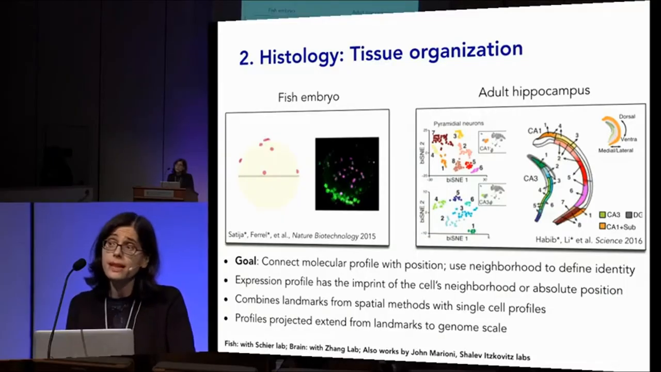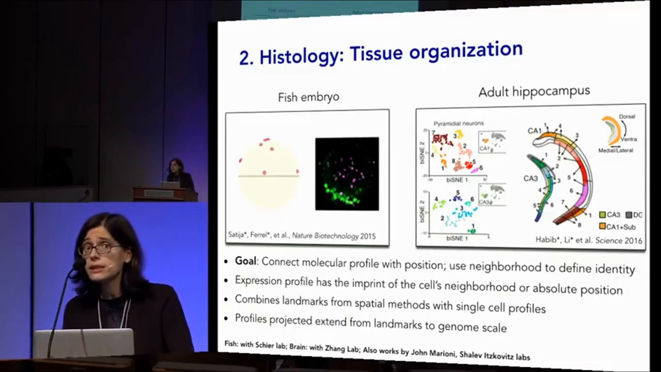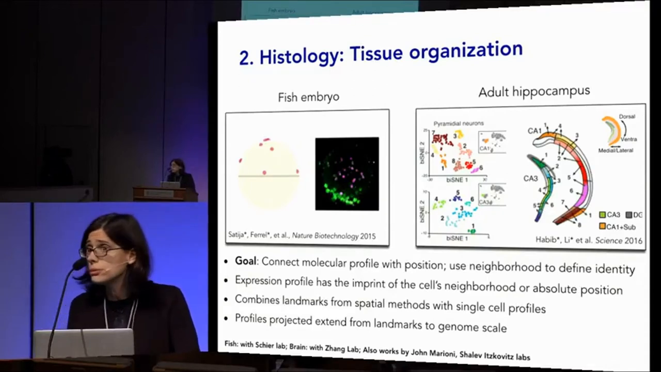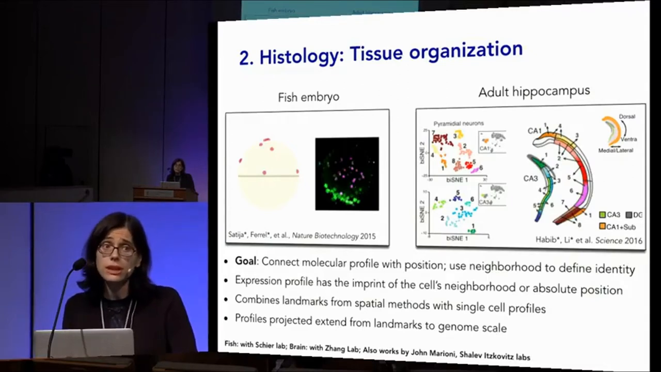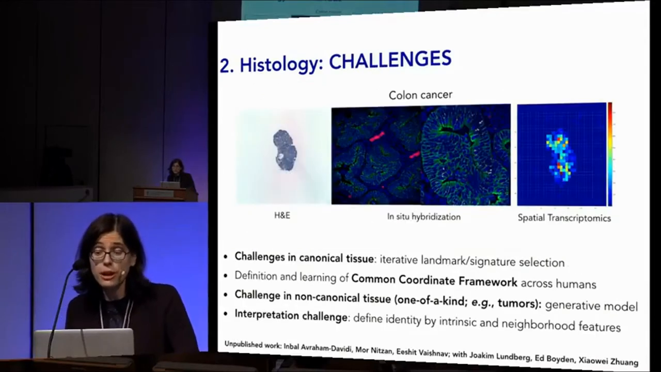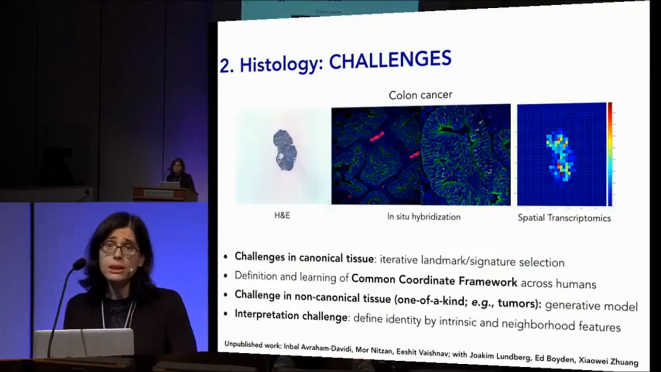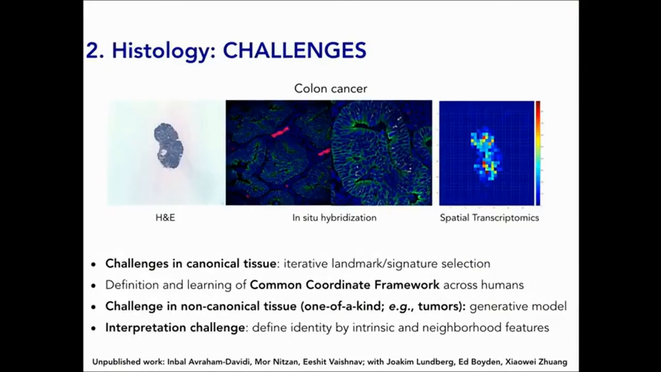This is also a remarkable technical opportunity because it is exactly at the sweet spot of combining two technologies that our community has in hand, the ability to profile dissociated cells and the ability to measure signatures of molecules in situ. And by taking both of these together, we can actually map cellular profiles into their position. This is, of course, a computational problem, and there are multiple challenges that it introduces. If we think about canonical tissue, we might want to take a series of specimens, look at profiles of cells in one context, and then find the right and most informative signatures to actually measure in situ.